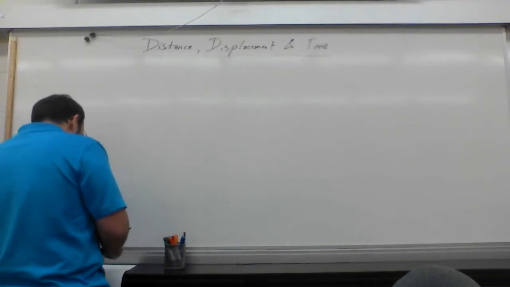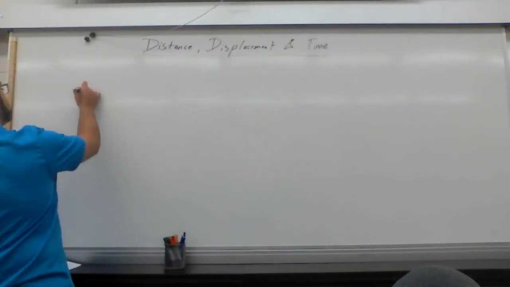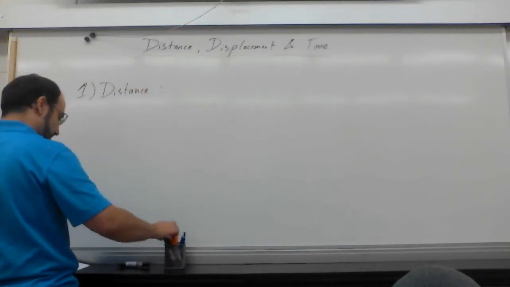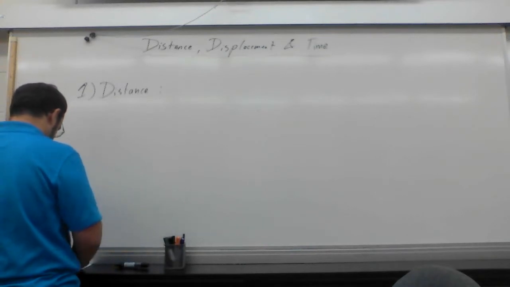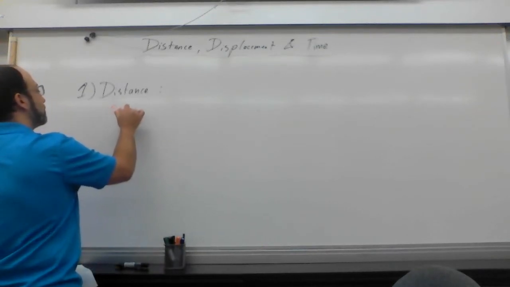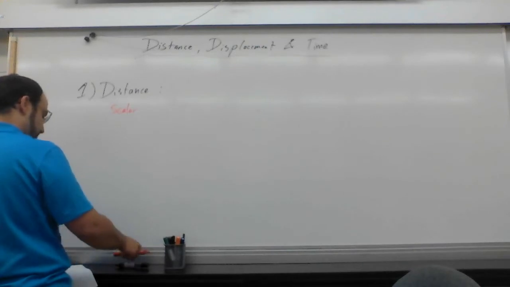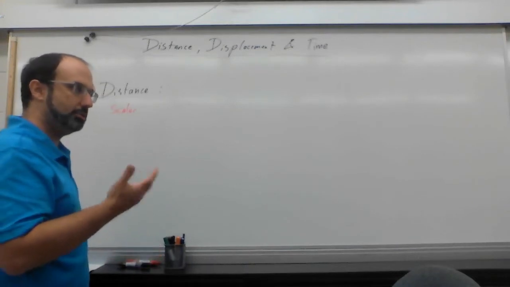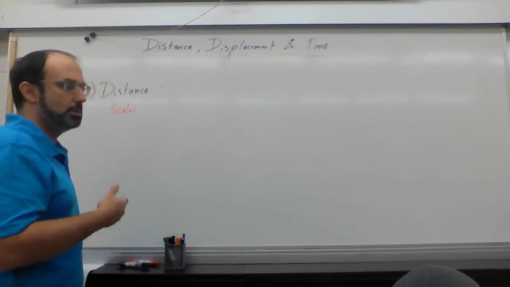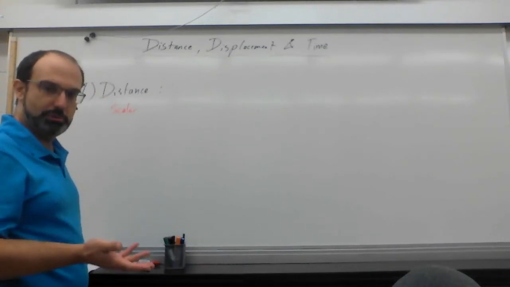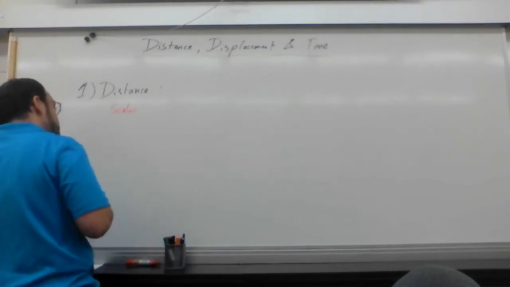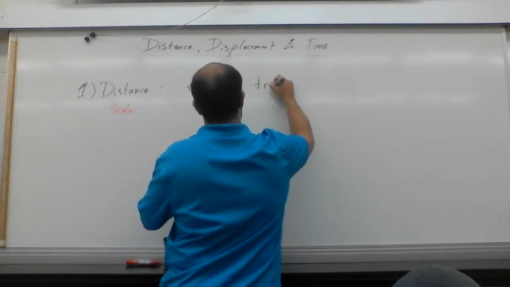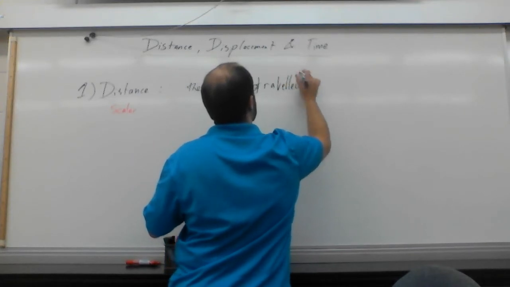Now, distance is a scalar. Let's use red. Which you remember from our discussion yesterday, review of vectors and scalars, a scalar is something that has no direction. So I could tell you a distance without a direction. I could tell you, 10 meters, but there's no direction component. So distance is broadly the space traveled.